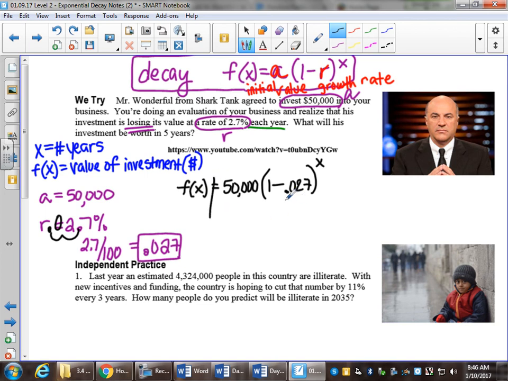Now comes in that little note we said. We're not ready to use the model because we actually have to do this subtraction first. So in your calculators right now, please do 1 minus 0.027. So we get f of x equals 50,000. And then when we do that subtraction, we look back at our calculator and we see that we get 0.973 to the x. That's our model. Put it in a box.